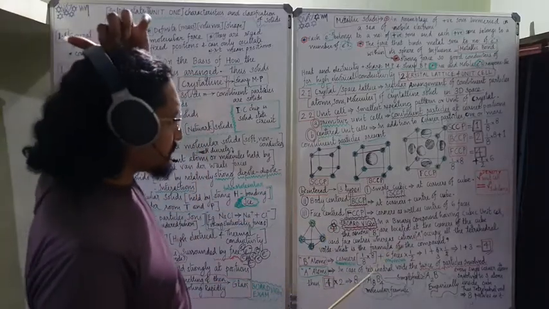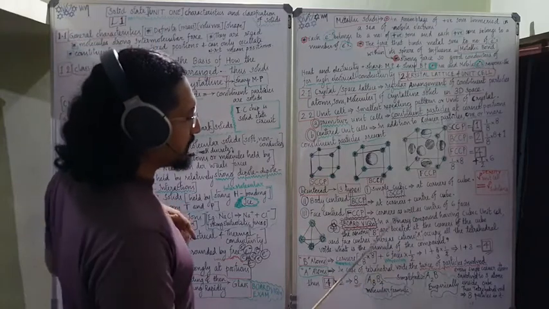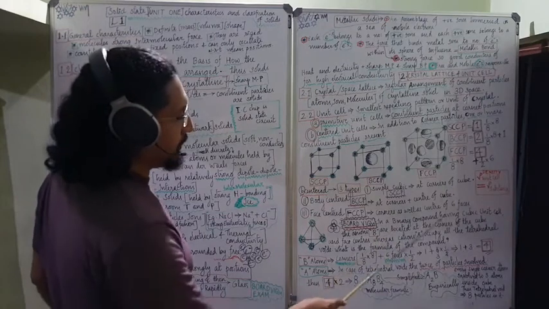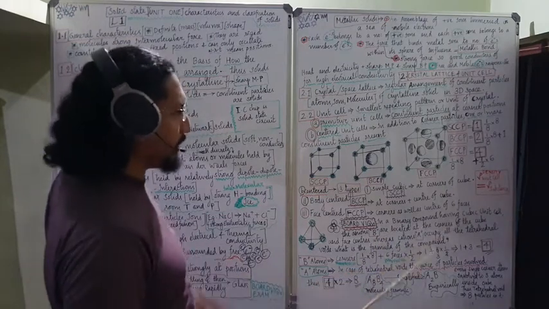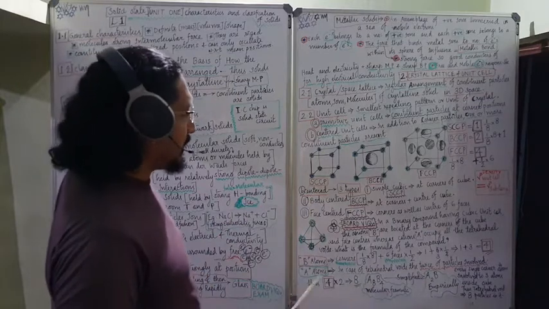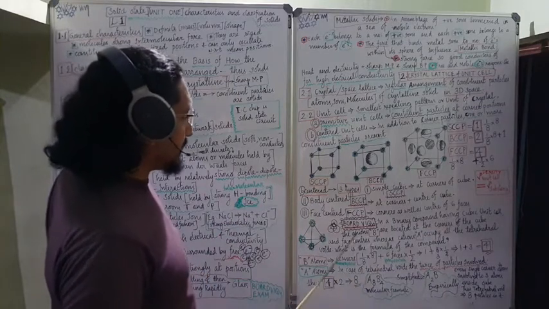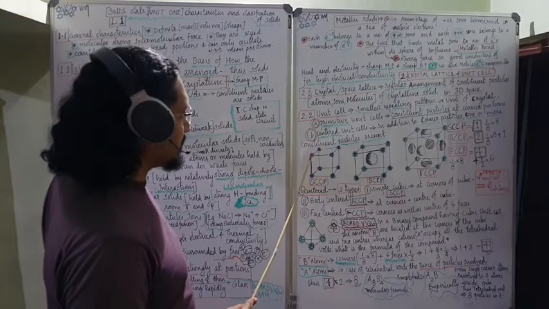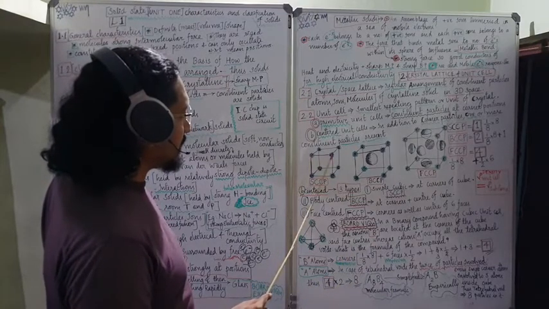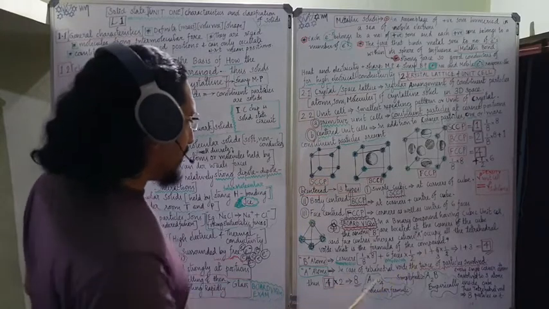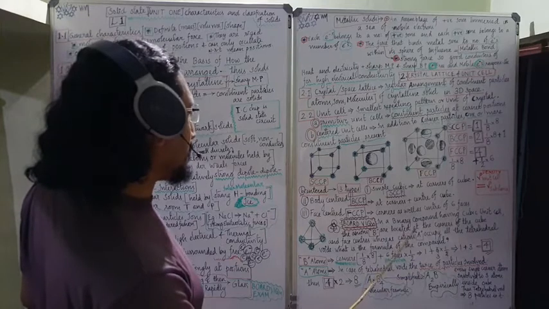The thing is, in a binary compound, binary means there are 2 constituents, A and B. In a binary compound having a cubic unit cell, just like this, the anions B are located at the corners of the cube. Anions, that means negatively charged ions, are at the corners. That means 1 by 8 into 8, and that's enough.